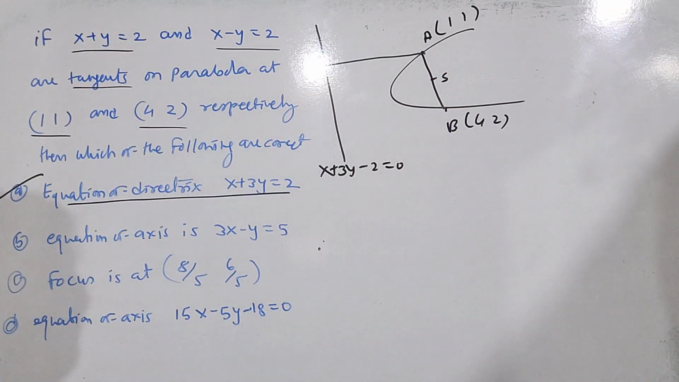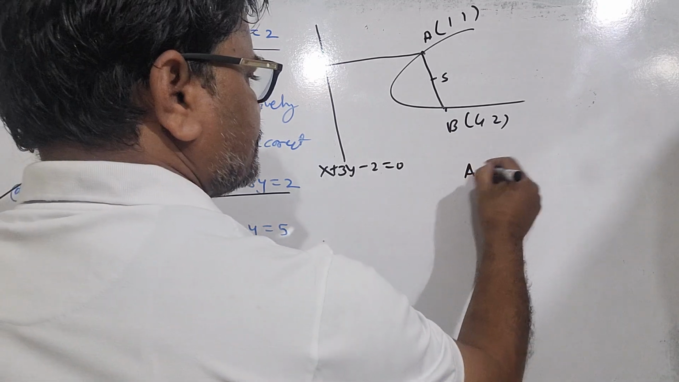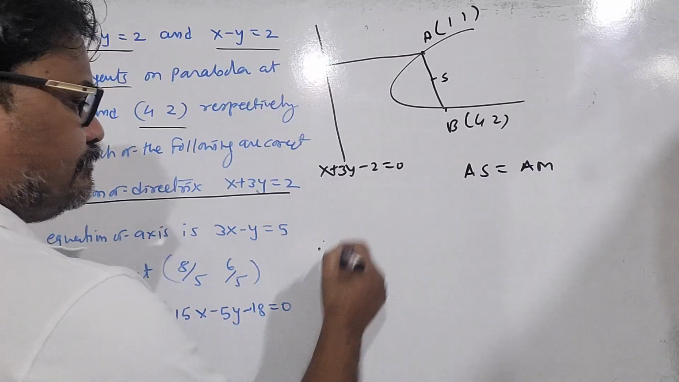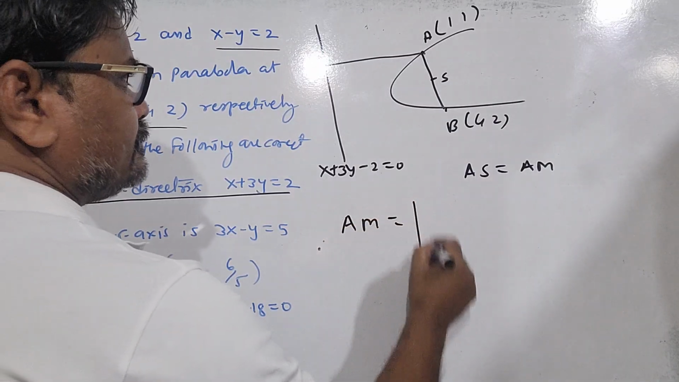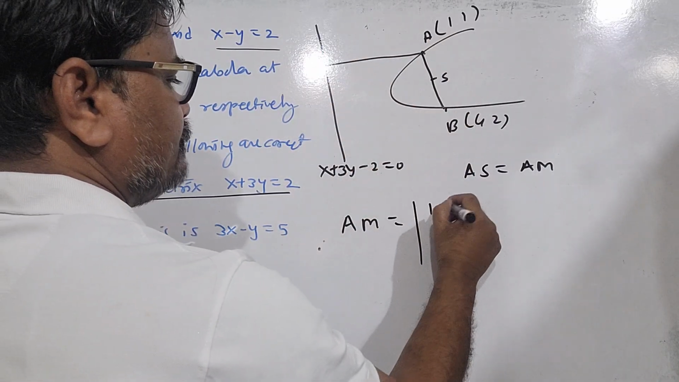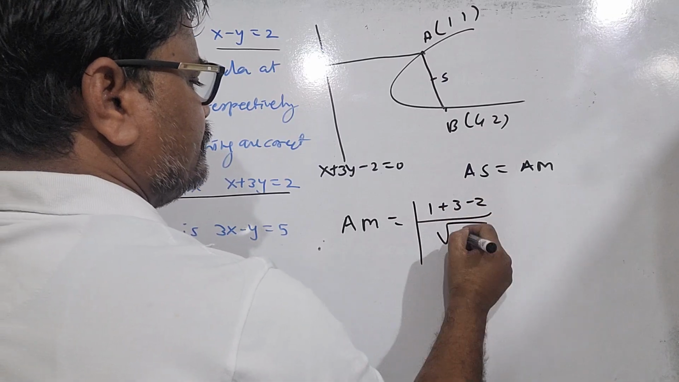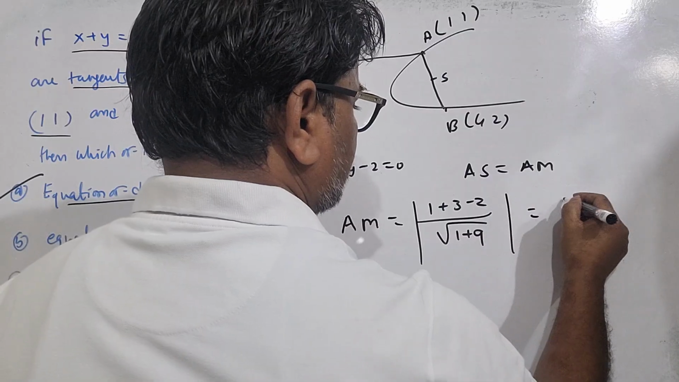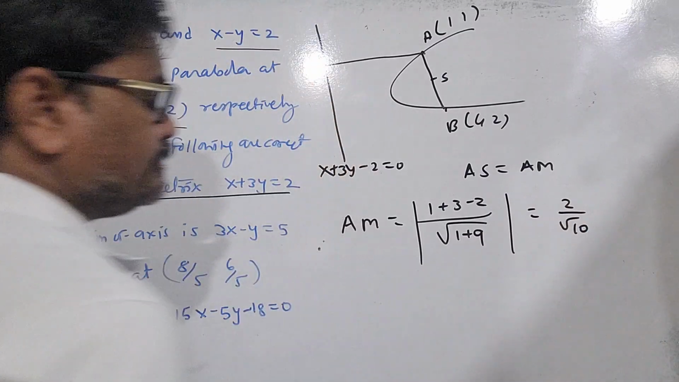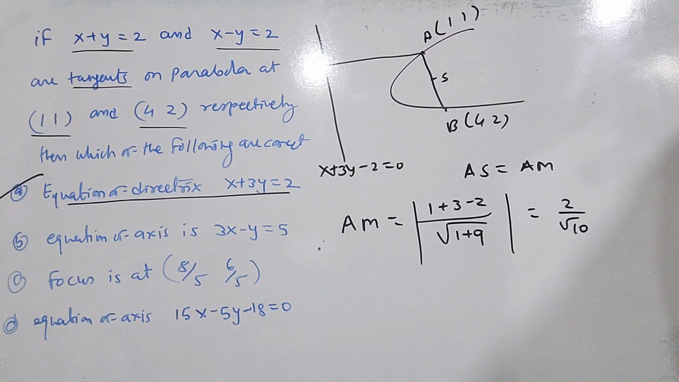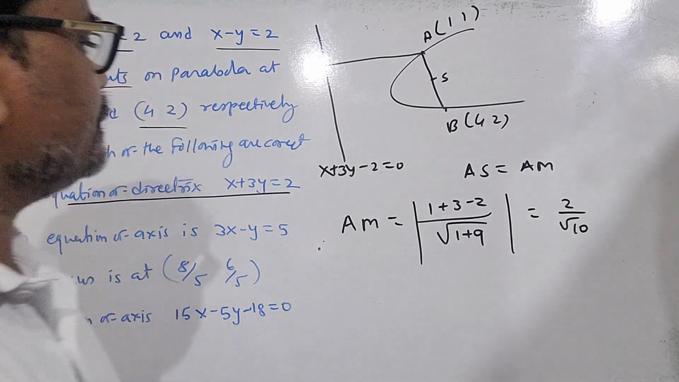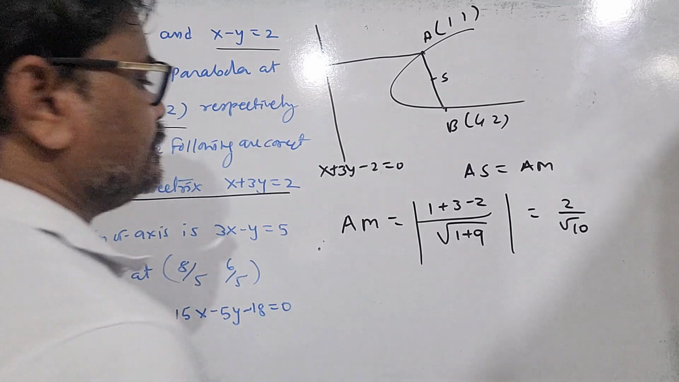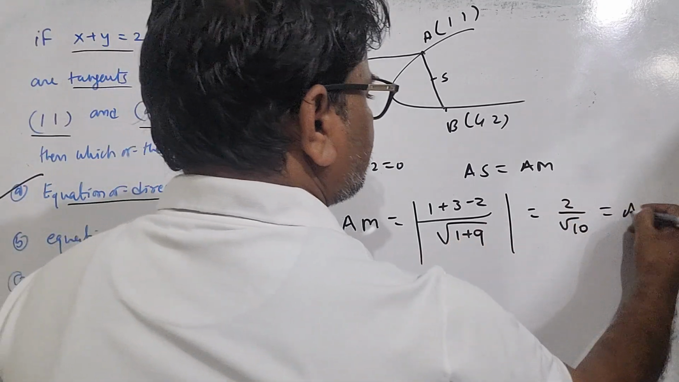According to the definition of the parabola, we have AS equal to AM, but AM can be found by using the perpendicular distance of 1 comma 1, that is (1 plus 3 minus 2) divided by root of (1 plus 9), that is 2 by root 10. Correct? Okay. And for 4 comma 2, this is AM, and that is equal to AS.